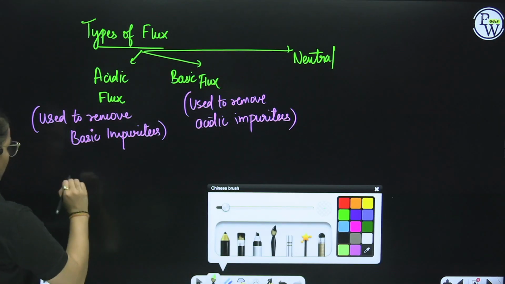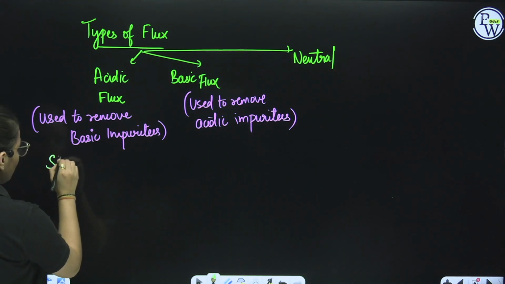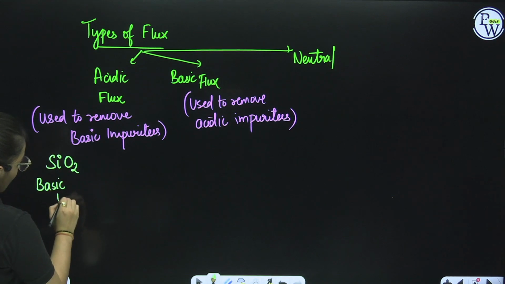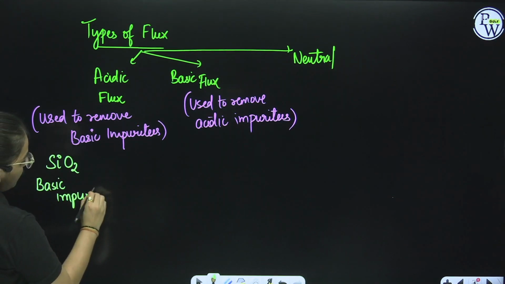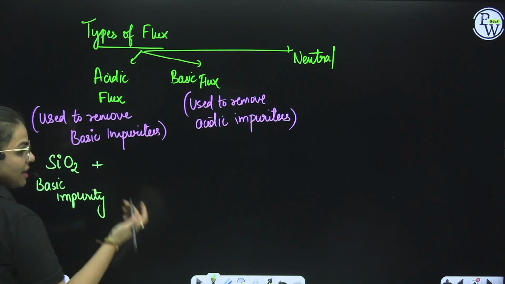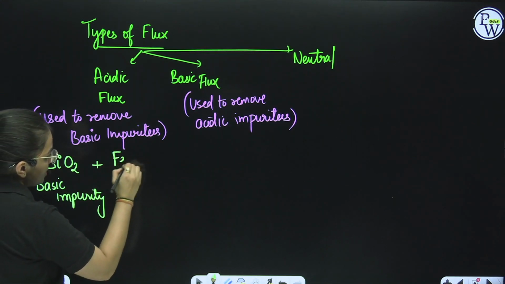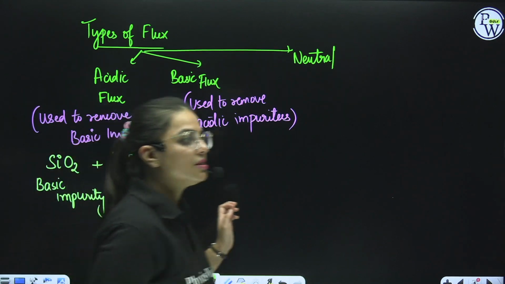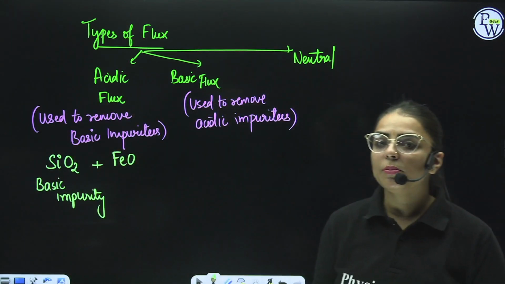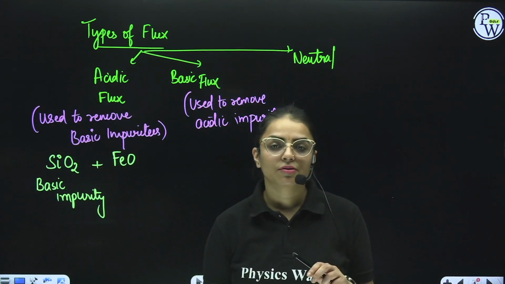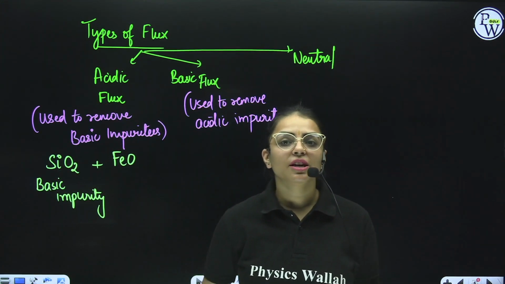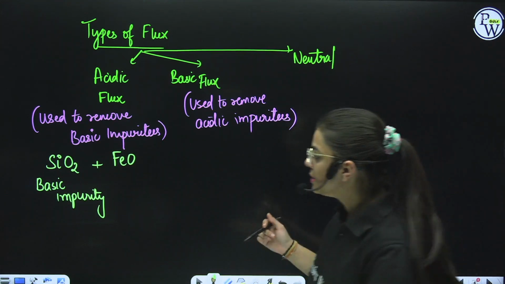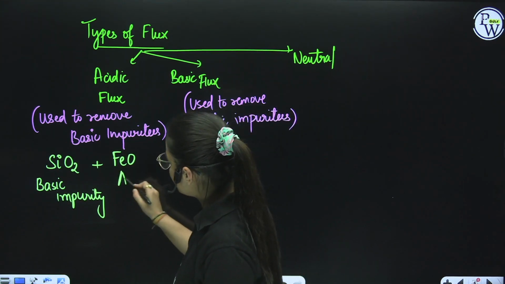See, if I say over here that I have SiO2 as my basic impurity, I will add an acidic flux into it. So my acidic flux is FeO. This is my acidic flux that I am adding over here. Understand students, when you have to remove a basic impurity, you have to add an acidic flux. When you have to remove an acidic impurity, you have to add its opposite flux, right? So FeO, that is, it is acidic flux.